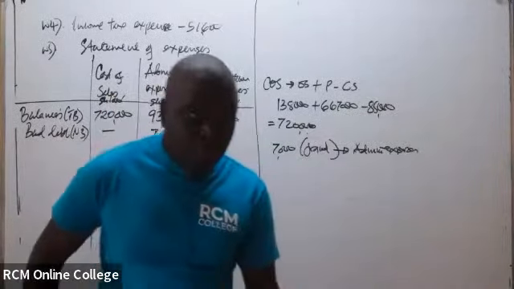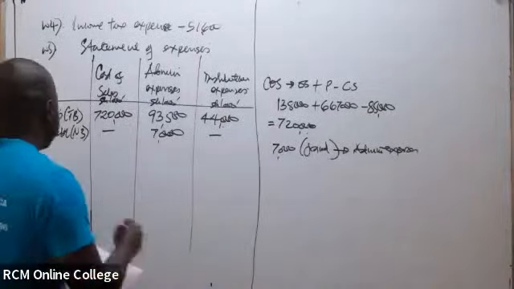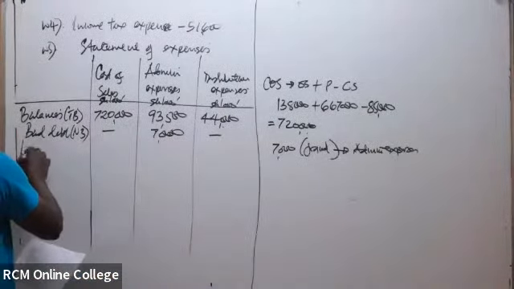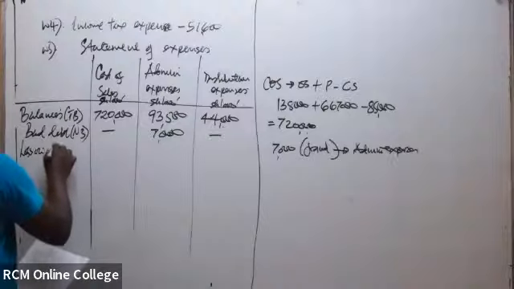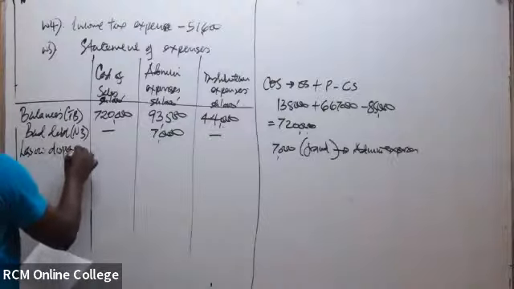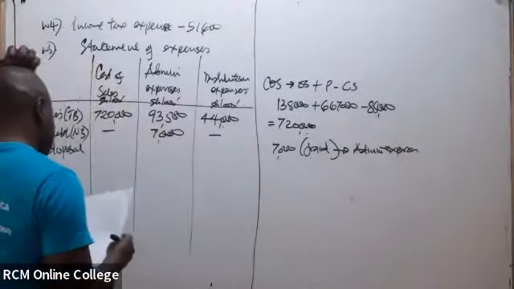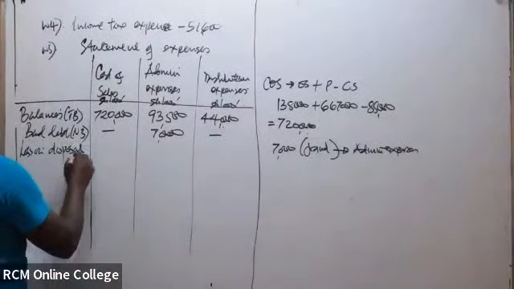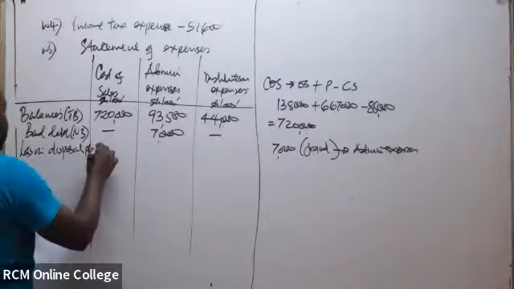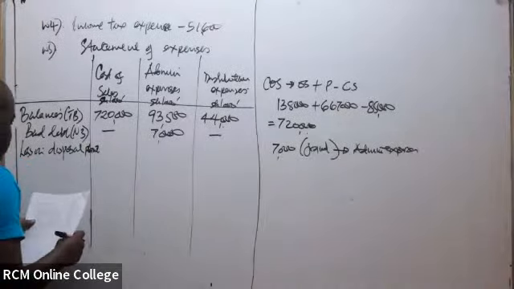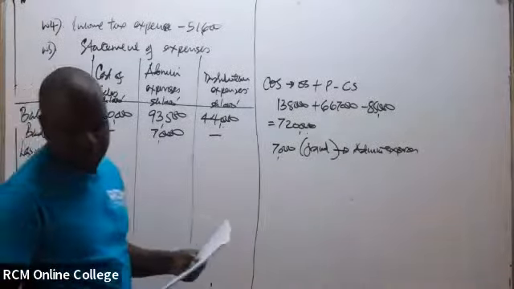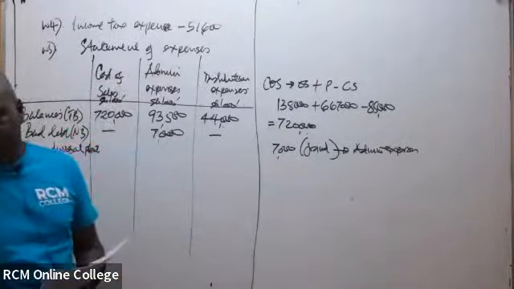Then there was a loss on disposal. Remember the loss on disposal, where I was able to indicate that it will go to the cost of sales. Loss on disposal of plant. It was an amount of how much? Loss on disposal of plant.